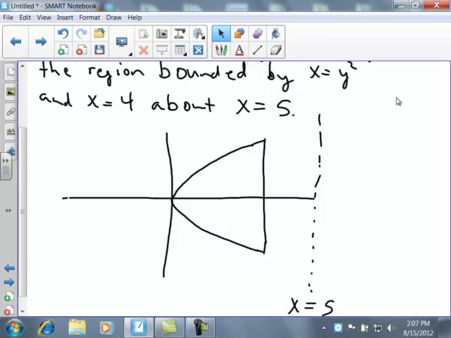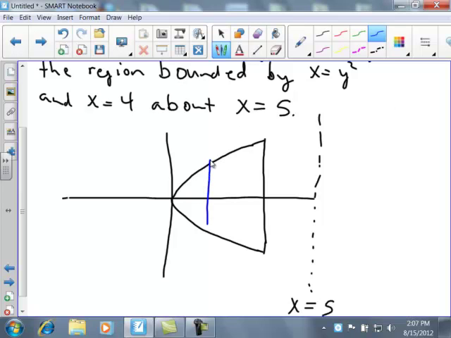If I'm going to do this with the shell method, then the rectangles that I draw have to be parallel to my axis of revolution. So since they have to be parallel to my axis of revolution, I've got to get everything now in terms of x. So when I draw my rectangles, since I'm doing this with respect to x now, because my rectangles are going to be vertical, I have to get everything up there in terms of x.